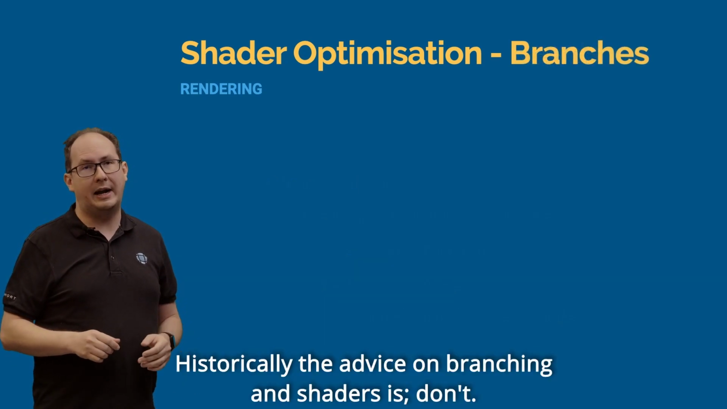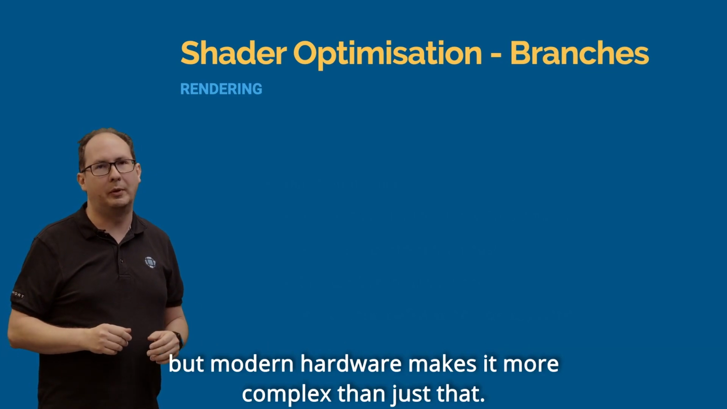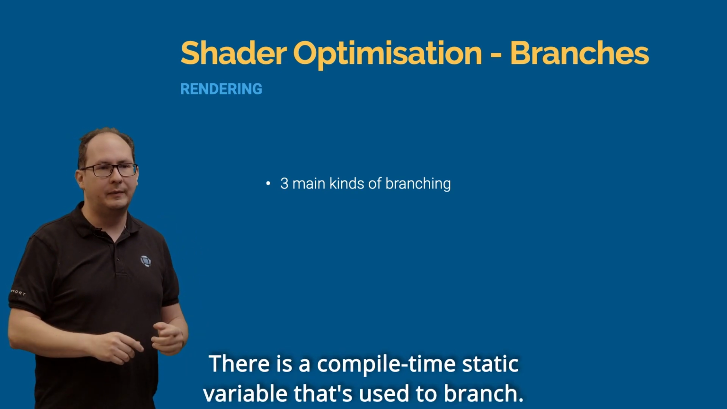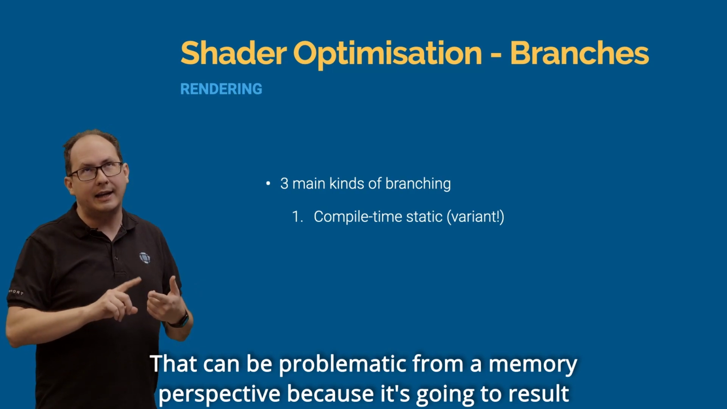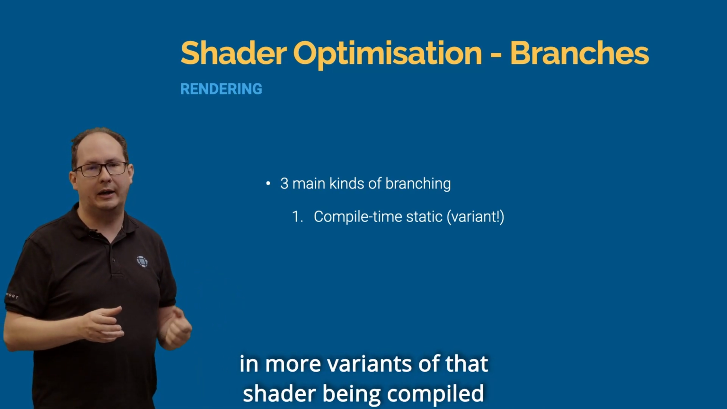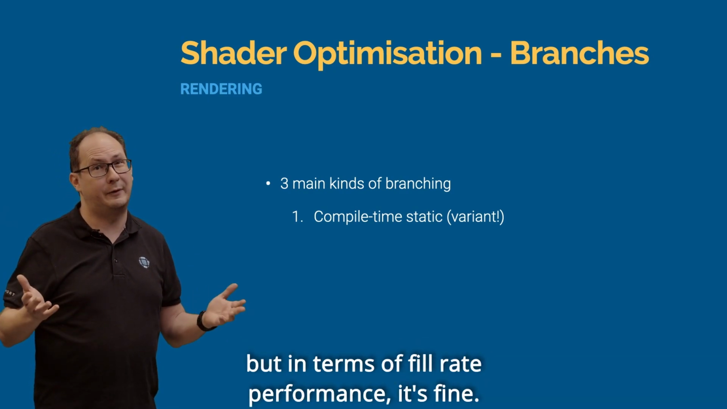Historically, the advice on branching in shaders is don't, but modern hardware makes it more complex than just that. Broadly speaking, there are three kinds of branching at the moment. There's a compile time static variable that's used to branch. That can be problematic from a memory perspective because it's going to result in more variants of that shader being compiled. But in terms of fill rate performance, it's fine.